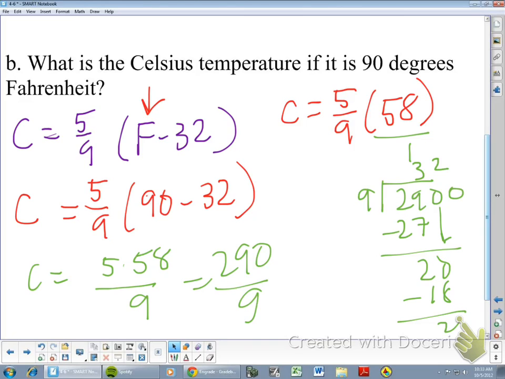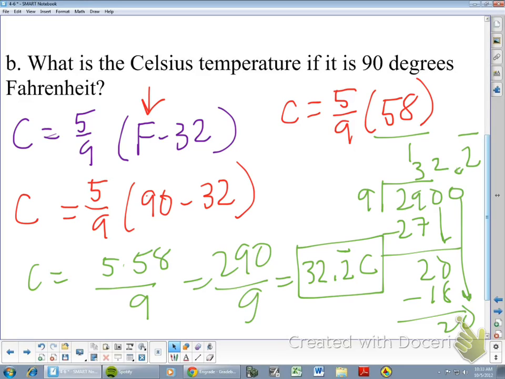I'd have 2, and actually I'm going to continue to get that, so it's going to be 32.2 repeating, because 9 goes into 20, I'd get another 2, and I have a remainder of 2, so it's 32.2 repeating Celsius. That is my temperature. If it's 90 degrees Fahrenheit, it's 32.2 degrees repeating Celsius. If I rounded that to the nearest Celsius degree, it would be 32 Celsius. Okay, and that's the end of the notes for today.